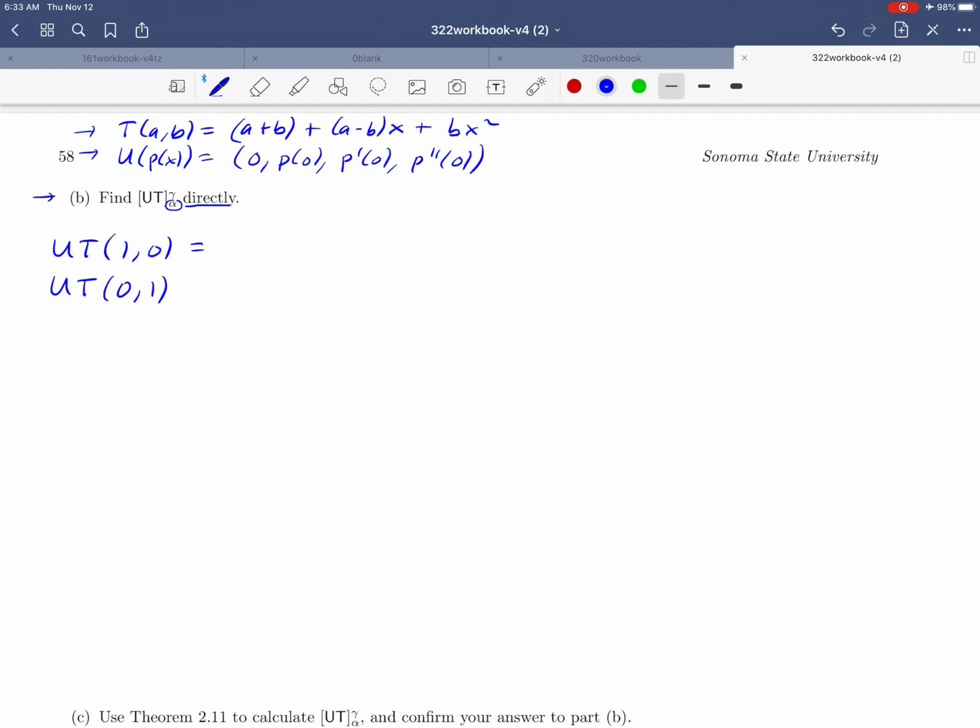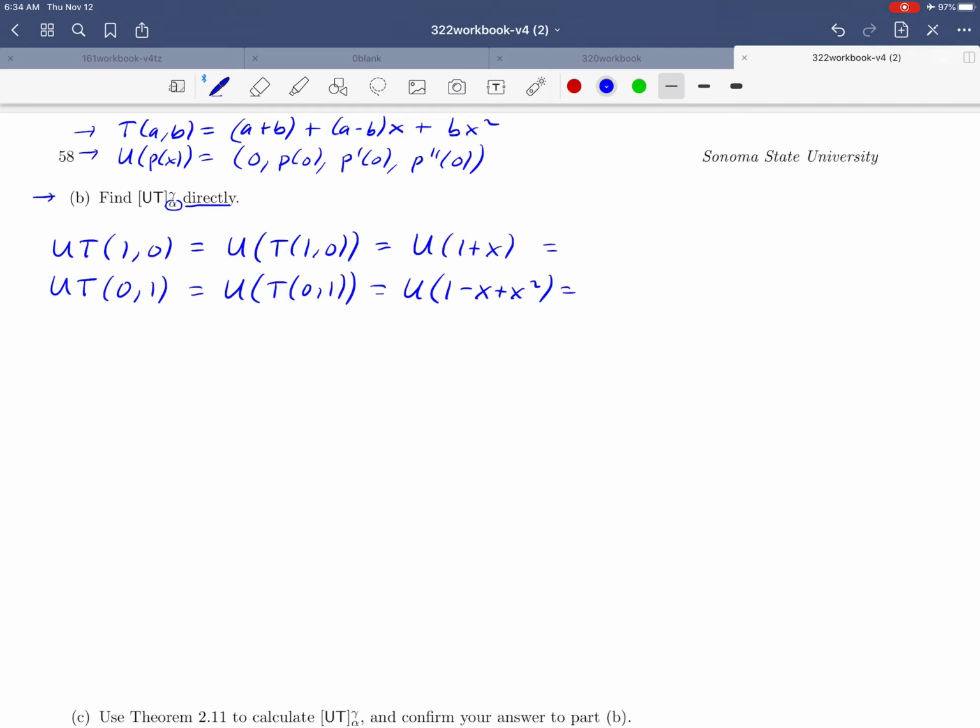By definition, UT is just the composition of U and T, so we could rewrite this as U of T of 1, 0. And T of 1, 0 we actually calculated back in part A. What we got was 1 plus x. So this is U of 1 plus x. You can look back at part A and check me on that. And then similarly, UT of 0, 1 would be U of T of 0, 1. And in part A, we calculated T of 0, 1 to be 1 minus x plus x squared.